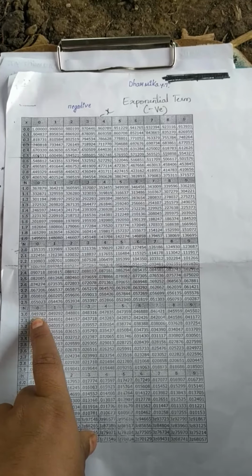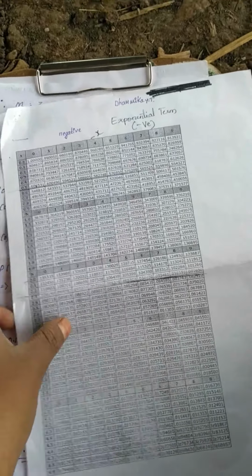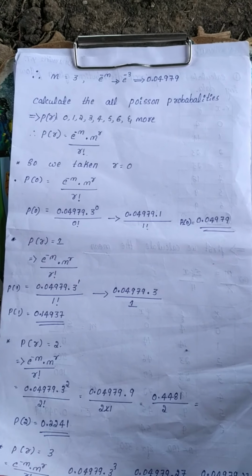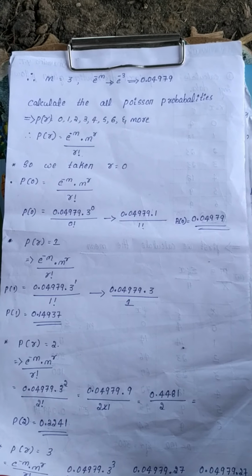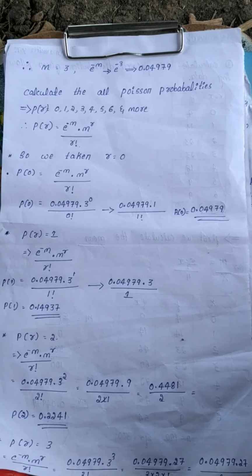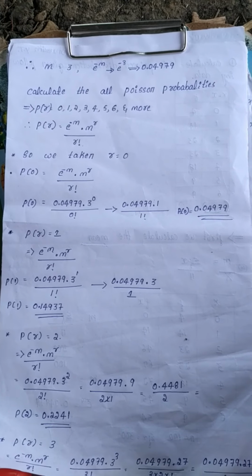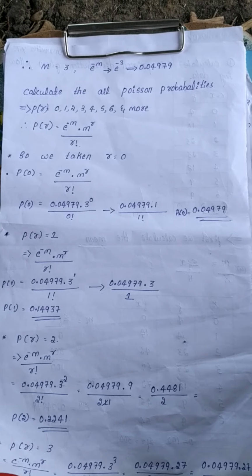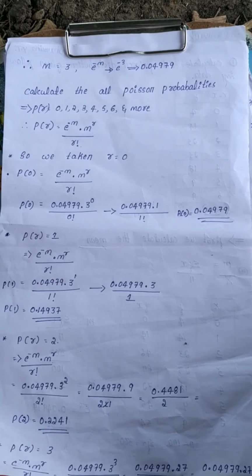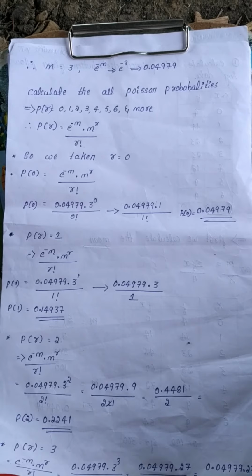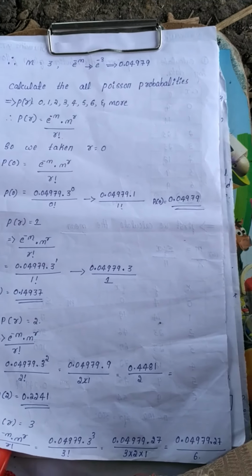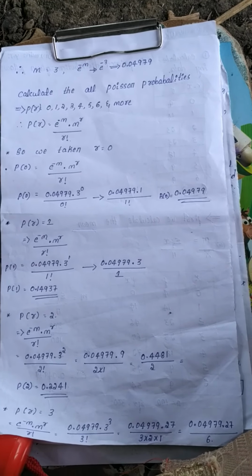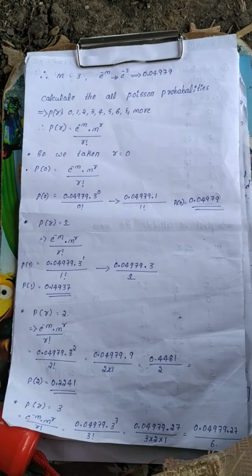So the value is 0.049787, taken from the table for e raised to minus 3. Next we can calculate the Poisson probabilities. Calculate all the Poisson probabilities. Without the mean we cannot calculate the Poisson probabilities, and we have already calculated the mean.